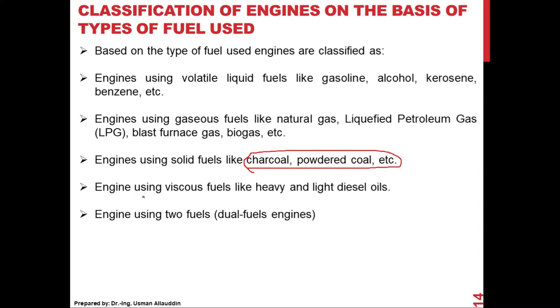Then the fourth one is engines using viscous fuels like heavy and light diesel oils, like heavy trucks or buses. And the last one is engines using two fuels, the hybrid fuel. Most cars have the option of running on petrol or CNG. When you have CNG, it will be running on CNG. When the CNG is finished, you can shift to the other fuel, like petrol. So this is one of the ways to classify engines, that is, on the basis of the type of fuel used.